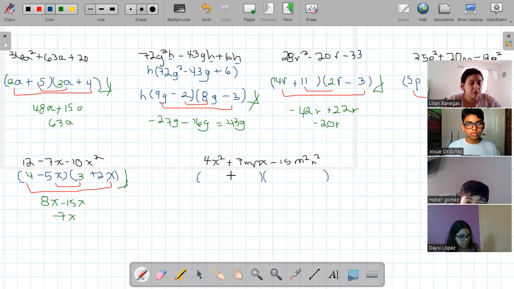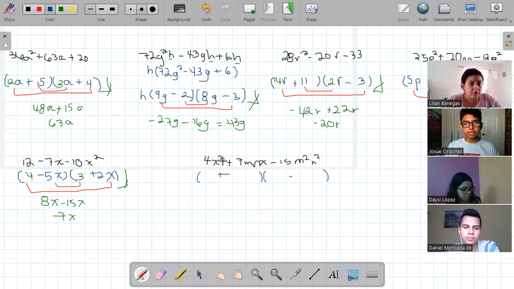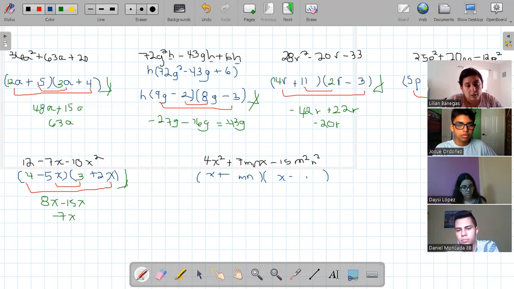What sign goes in this parentheses? Positive. What sign goes in this parentheses? Negative. I got x squared, so I'm gonna place x and x. And I got m squared, n squared, so I'm gonna place m and n and m and n, because they're in the last terms and in the first term. So I need to spread them out and divide them, okay?